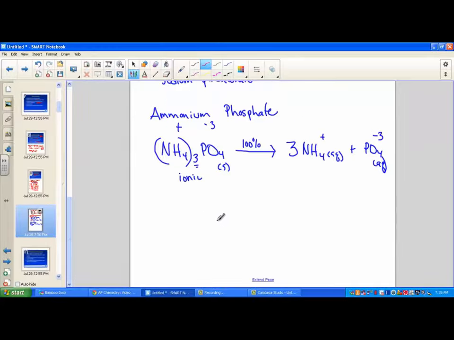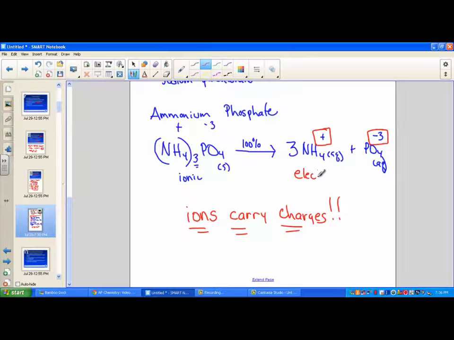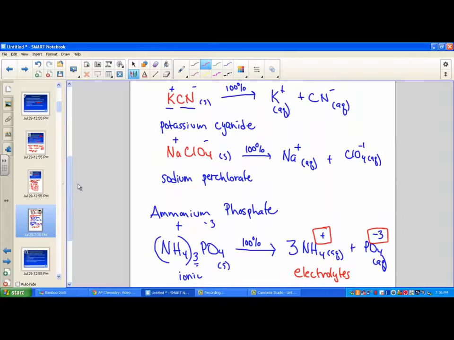Now friends, I cannot stress enough, most people, if they lose points on quiz questions or whatever might get marked wrong, it's because of this little tiny detail. Ions carry charges. Please write that in your note pack with me. Underline it a couple times and let me stress what I'm saying. Without the positive sign on ammonium or the -3 sign on the phosphate, I cannot give credit because electrolytes must be charged in order to conduct a current.